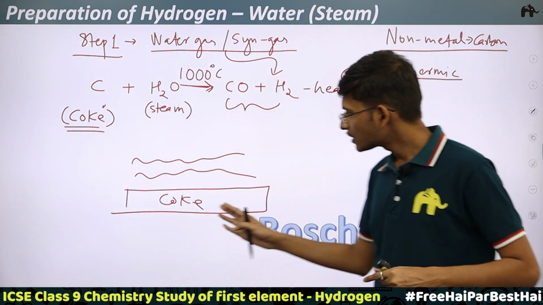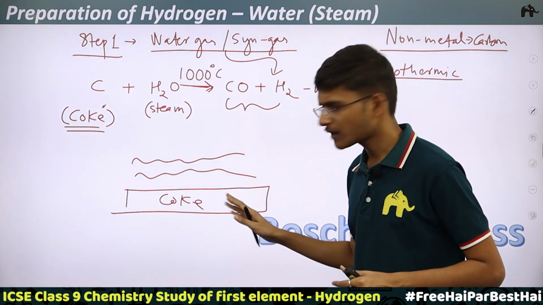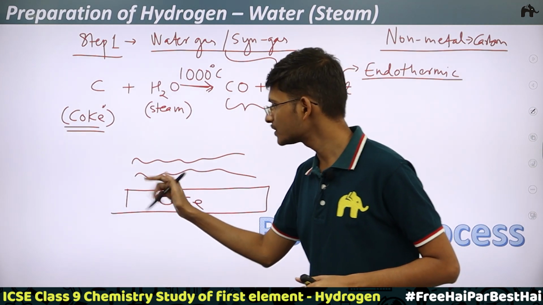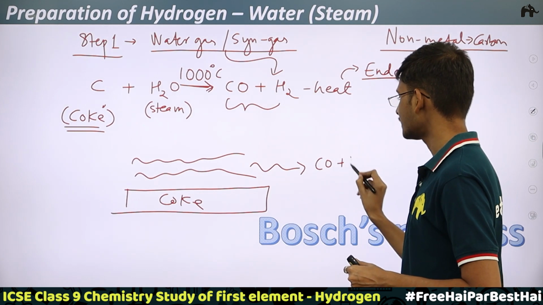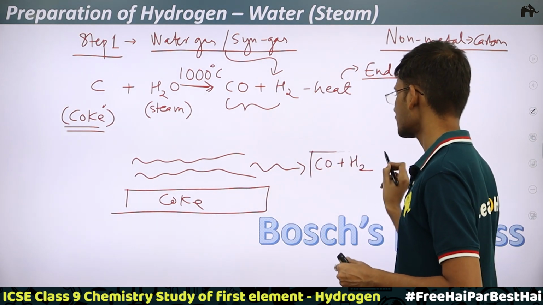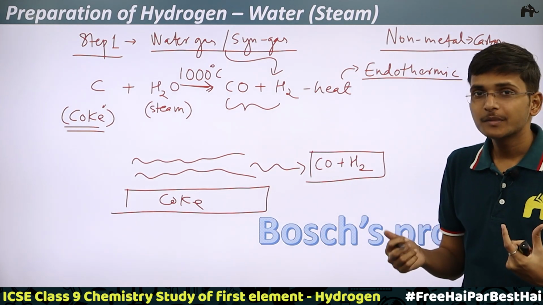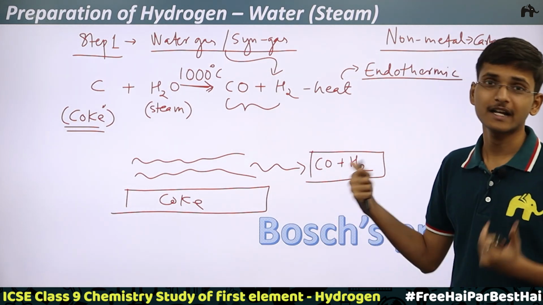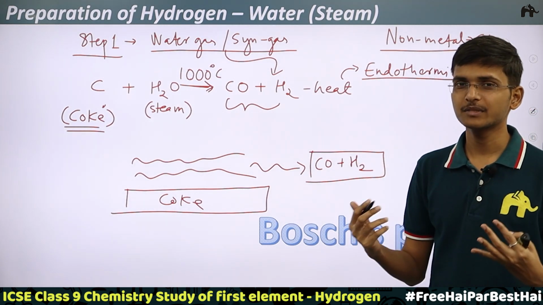So what would happen when we pass the steam over the coke? Coke is mostly made up of carbon, so carbon from the coke would react with the steam. It would produce carbon monoxide and hydrogen gas, which is our water gas or syngas. Correct. Now the next step, you are guessing right, would involve this carbon monoxide and hydrogen gas. So let's see what the next step is.